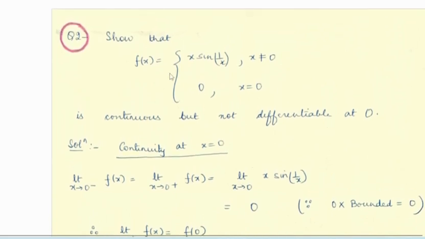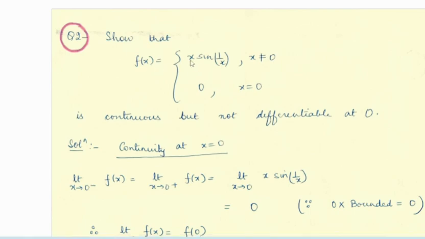Now look at the second question. There's a function which is defined to be x times sine of 1 by x for x not equal to 0. Since sine of 1 by x is not going to be meaningful in R if you take x equal to 0, 0 has been separately defined here. The function has been defined separately as 0 at x equal to 0, and once again the problem says that you have to prove that it's continuous but not differentiable at 0. So beginning the same way, let's first calculate the left hand limit and the right hand limit of the function at x equal to 0.